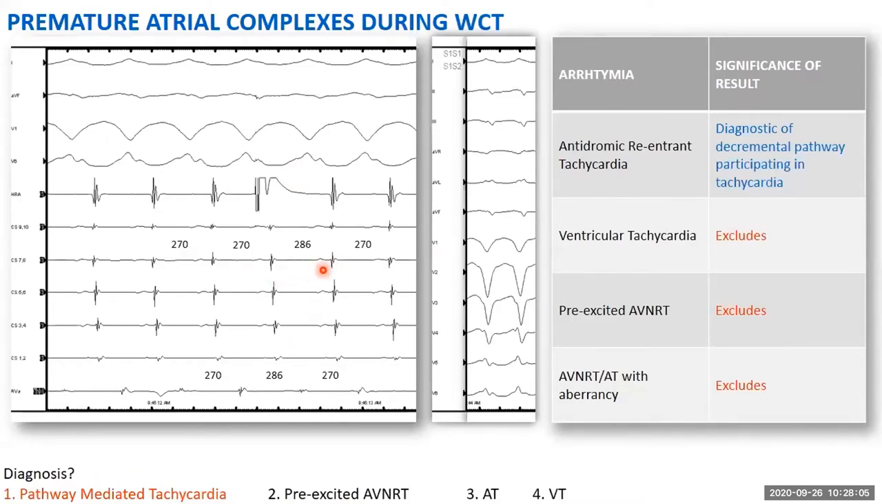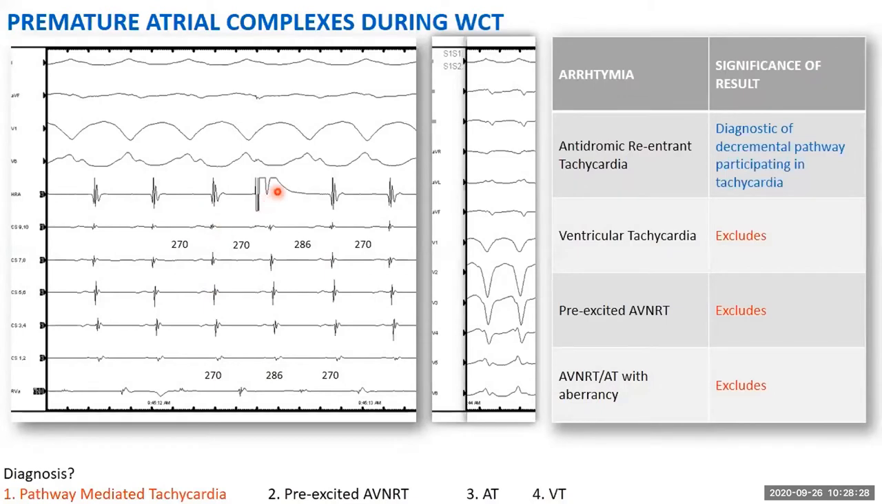And we see that the tachycardia is reset and continues at 270 milliseconds. This is evident of pathway-mediated tachycardia in antidromic reciprocating tachycardia. Let's explain this. Antegrade conduction to the ventricle is via accessory pathway conduction and is maximally pre-excited. The retrograde limb of the tachycardia is via the His-Purkinje system.